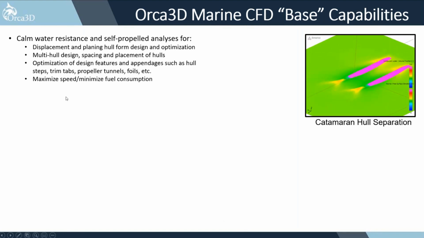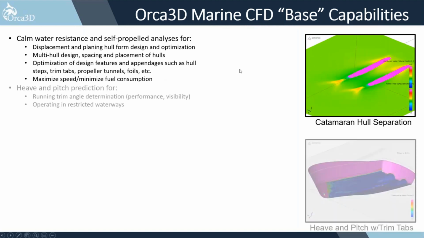So, of course, you can do optimization of your hull form for displacement and planing hulls, and you can look at multi-hull design for spacing and placement of the hulls, as you see in the example in the image here, where we're looking at the effect of hull separation on the wave flow, the wave patterns for this particular model. You can optimize your appendages, trim tabs, steps, look at where propeller tunnels should be placed. And ultimately, you can look at either trying to maximize the speed of your design or minimize fuel consumption, in other words, by minimizing drag of your design.